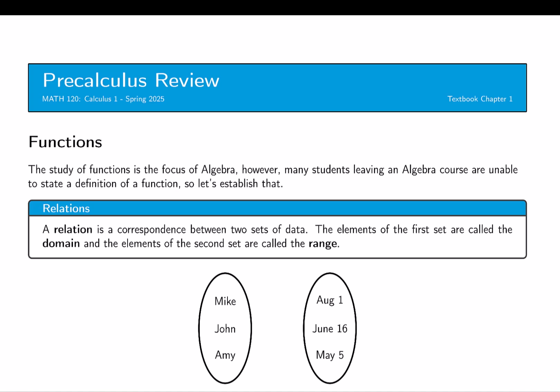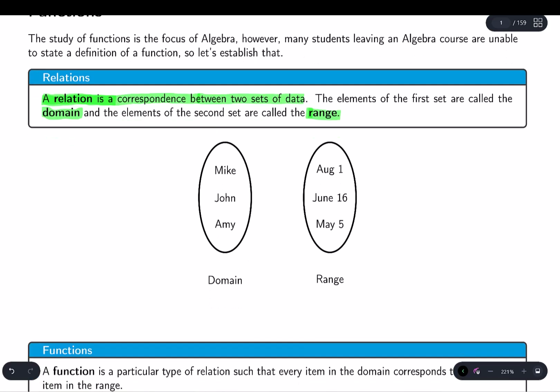All right, so let's start with something a little bit simpler than a function. Let's start with a relation. A relation is a correspondence between two sets of data. The elements of the first set are called the domain, and the elements of the second set are called the range. It doesn't have to have an equation attached to it to be a mathematical relation. All we're saying is we have two different sets of data and they're somehow related to each other.